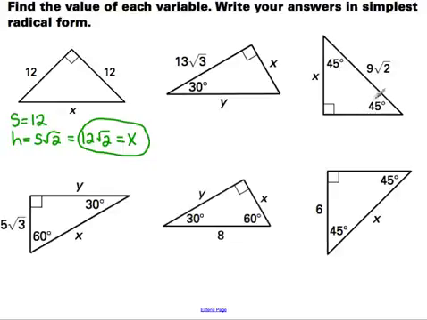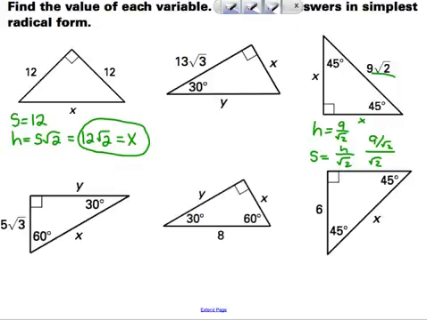Since this is 45, 45, and 90, I know that this side and this side are technically the same. But this time I'm given the hypotenuse. So I can say the hypotenuse equals 9 over the square root of 2. I know the short leg, or the side length, is equal to the hypotenuse divided by the square root of 2. I'm sorry, I totally wrote this wrong. Let me erase this.